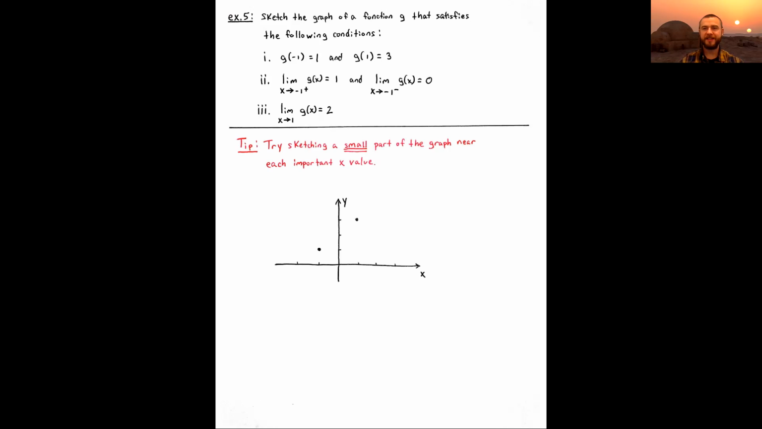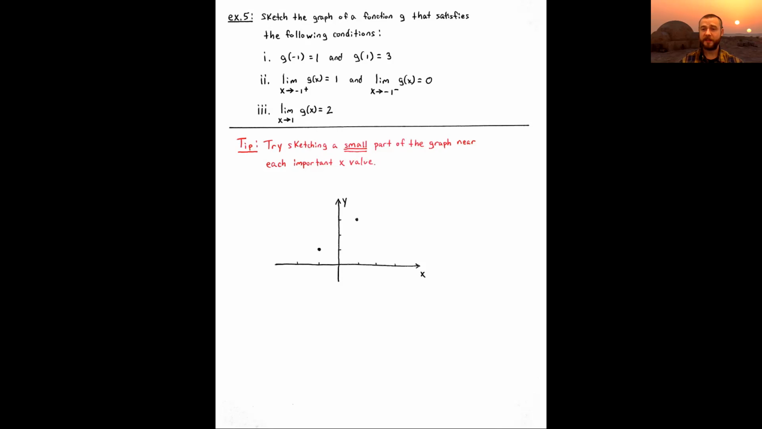So if you take a look at those 3 conditions, there's some x values referenced. In condition 1, within the function notation, we have the x values -1 and 1. In the second and third conditions, notice the limit notation: x is approaching -1, and then in condition 3, x is approaching +1. So our important x values here seem to be -1 and +1.